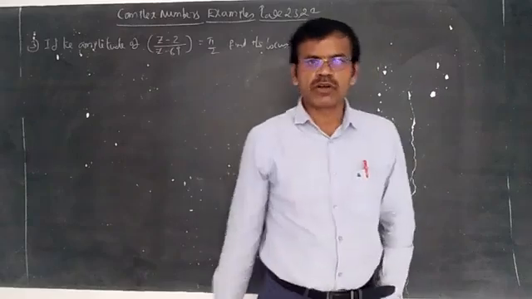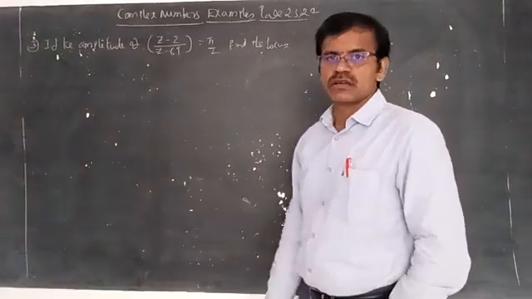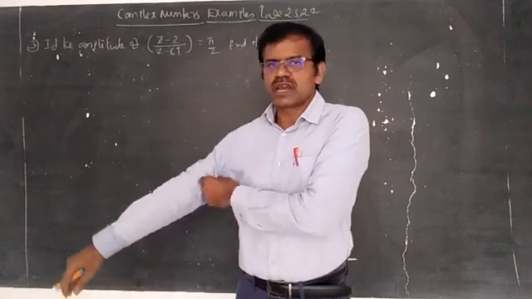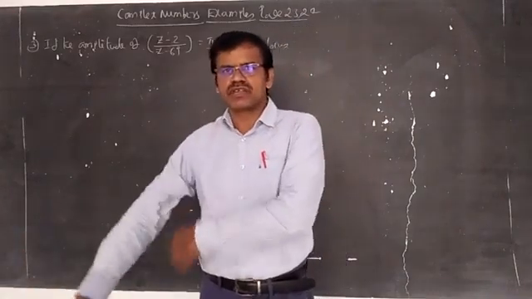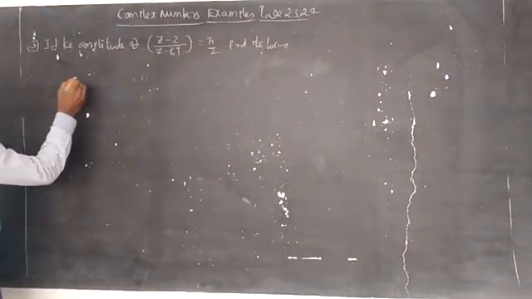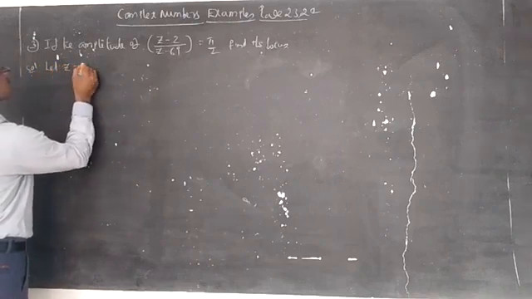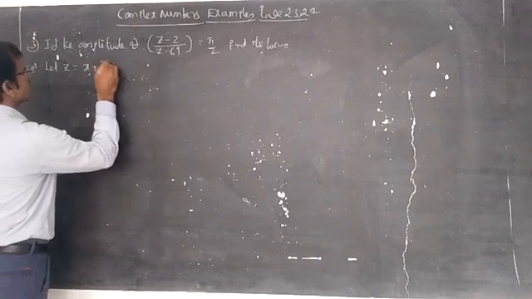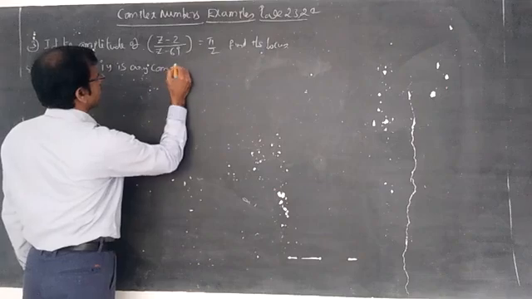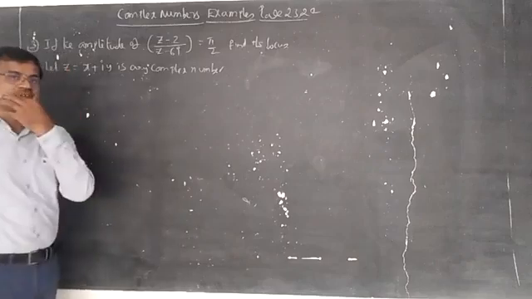In the concept of locus, in first year, first chapter locus, we have learnt that let P(x, y) be any point in the locus, that was a term we were habituated to writing for every sum. In a similar way here, in complex numbers, while calculating the locus sums, you should write: let z is equal to x plus iy be any complex number.